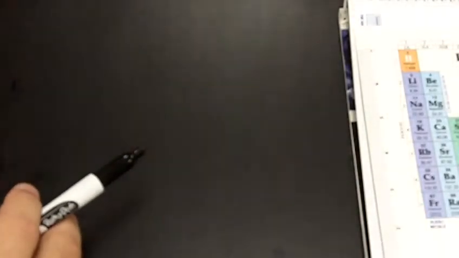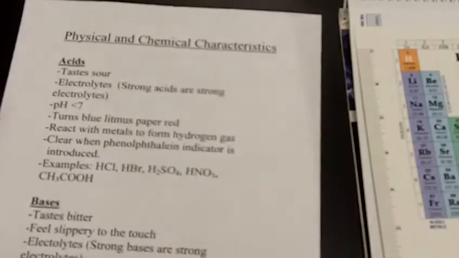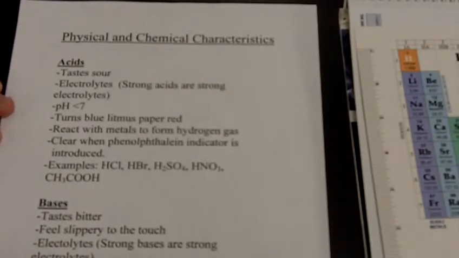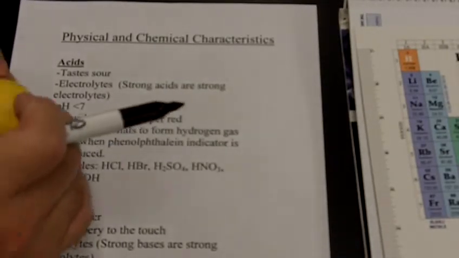Now what I want to do is take a look at the physical and chemical characteristics of acids and bases. And we're going to start with acids. As it turns out, acids as a whole taste sour. We looked at the lemon before.